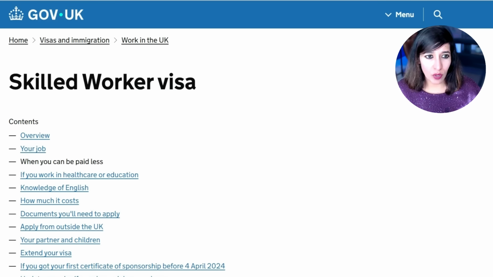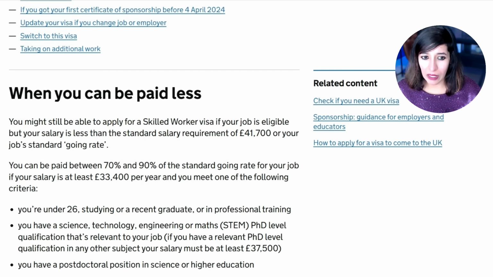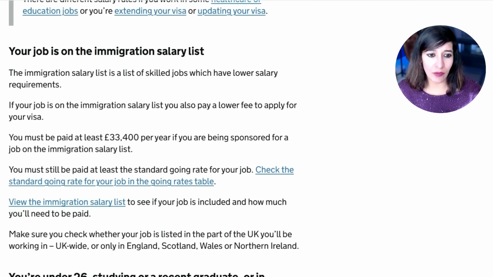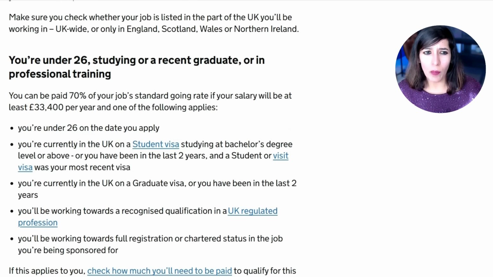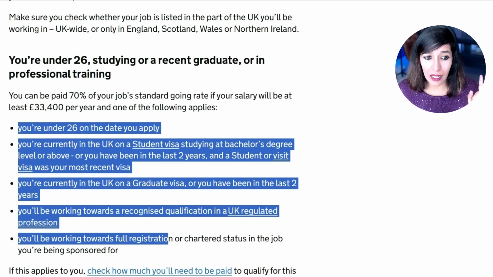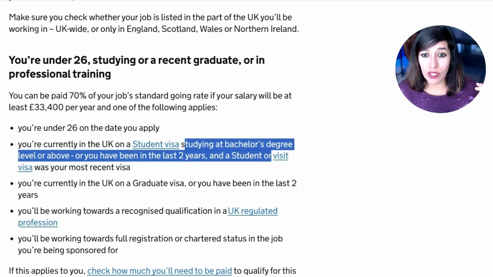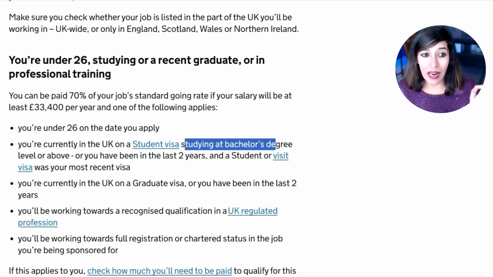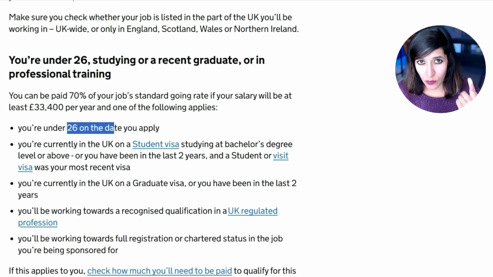So these are all hyperlinks. When I opened it, of course, you can go to the skilled worker visa. Here you can see when you can be paid less. Here they have given full detail and explanation of who can be paid less. Now, people get confused when you see under 26. If you're a student but you are above 26, that is still okay. Your last visa, you have to qualify under one of the criteria. If your last visa was either a student visa or you were on a graduate visa, you still qualify for it. So being under 26 is just one of the criteria, not all the criteria. You need to fulfill one criterion.